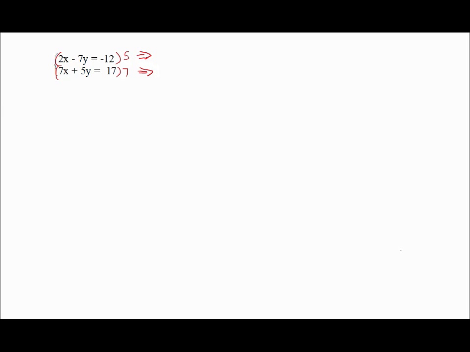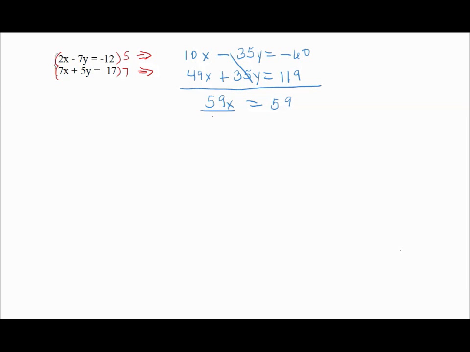So, when I multiply the entire top by 5, that gives me 10x minus 35y equals a negative 60. The bottom equation becomes, after multiplying by 7, 49x plus 35y equals 119. Okay, so now I'm ready to solve my system. 10x plus 49x becomes 59x. The y's cancel out, equal, and negative 60 plus 119 is 59. I'll divide both sides by 59. That leaves me with x is equal to 1.